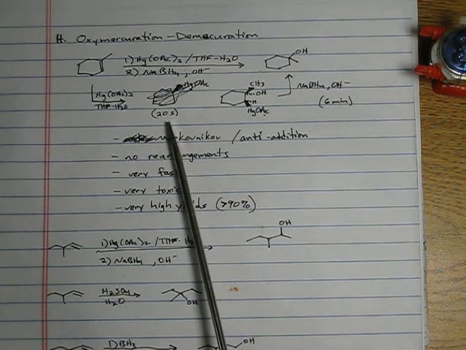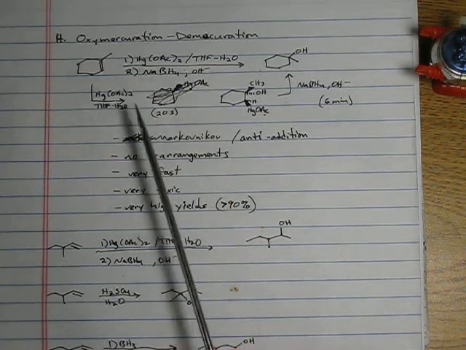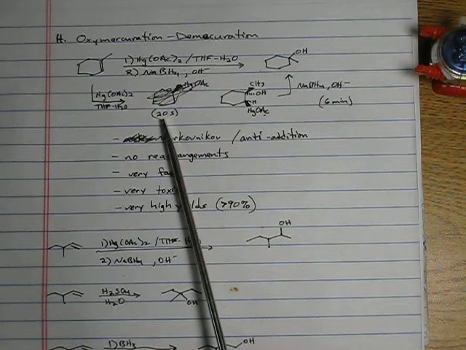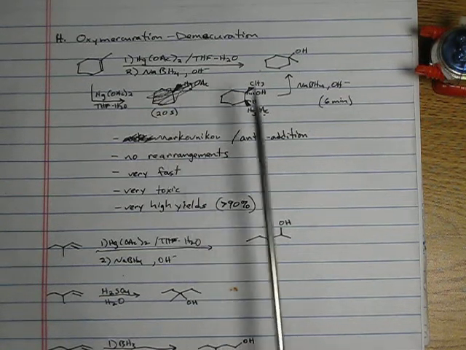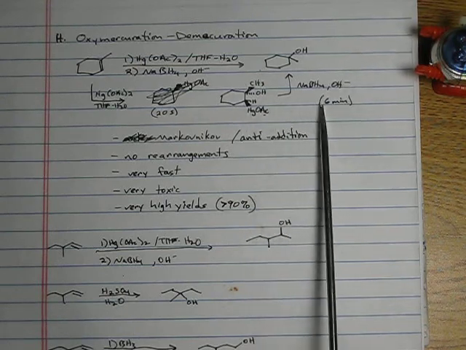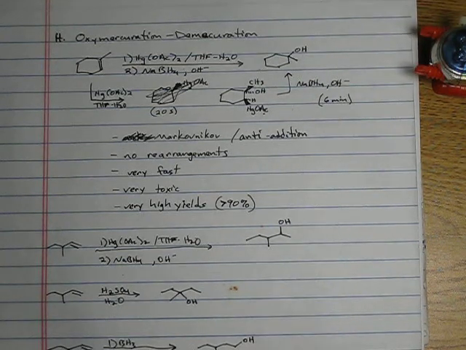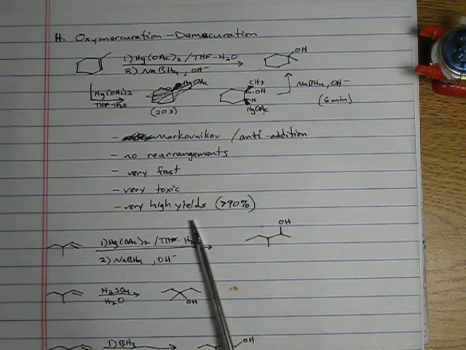You set up your glassware. It took you a half hour just to set up the glassware and get everything ready. Do the oxymercuration, 20 seconds, and then you don't even have to isolate the product. When you're done with that, boom, you throw in the sodium borohydride and base, and in 6 minutes later, you've got your product. This is awesome. It's very fast. It gives you very high yields, greater than 90%. This reaction just works wonderfully.